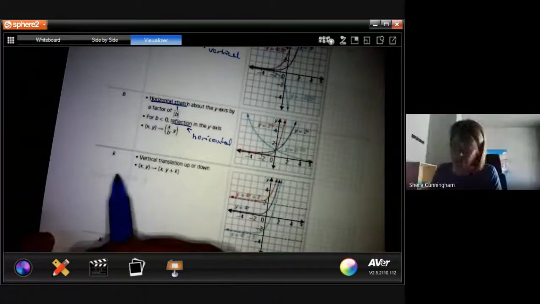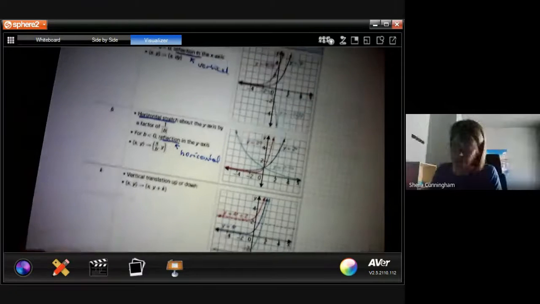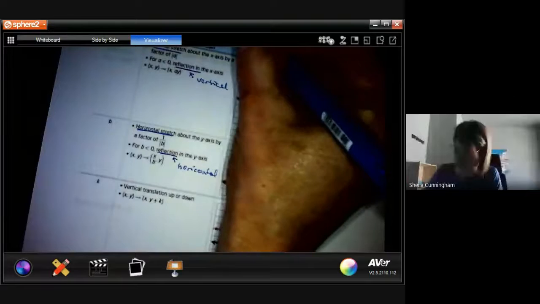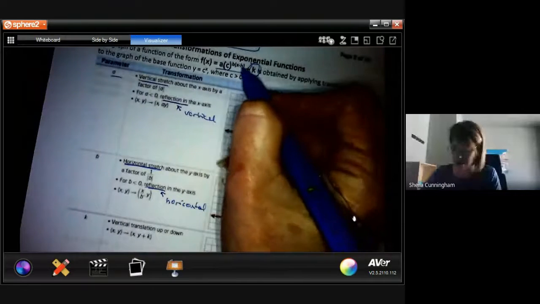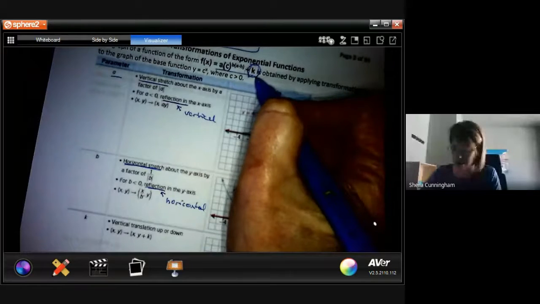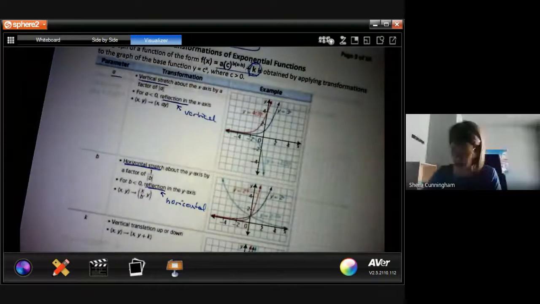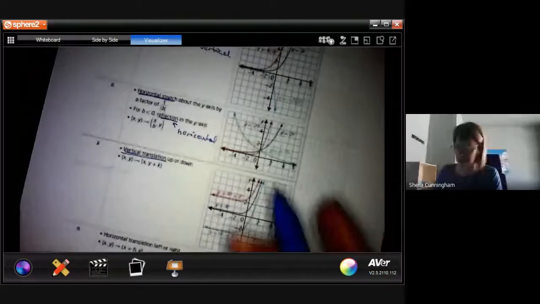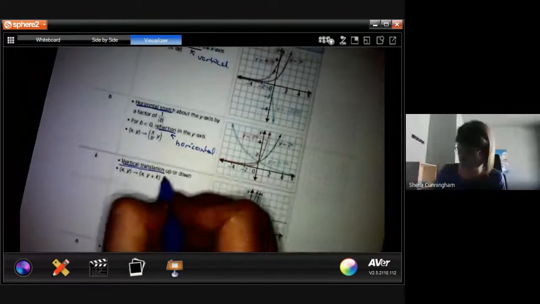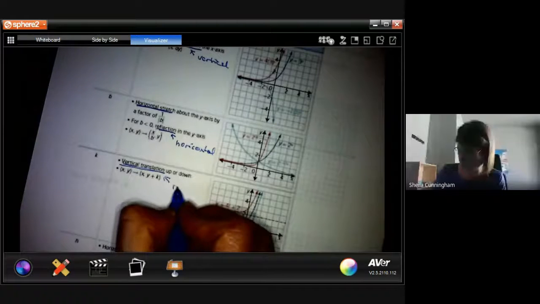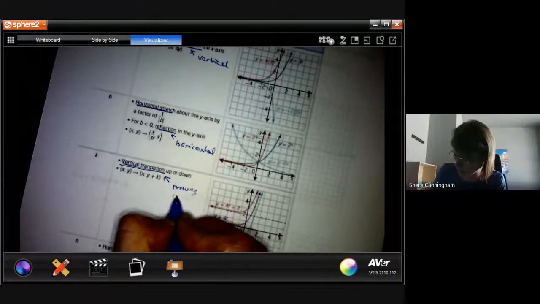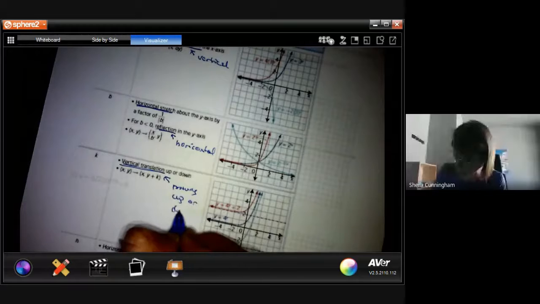Now K shows up in your general function. It's the end product that we've got where we're adding whatever value. It's not up in your exponent, it's added on the end. And that K, just like before, is showing us a vertical translation. So it's basically telling us if we're moving up or down. Okay, so this is just telling us if we're moving up or down.